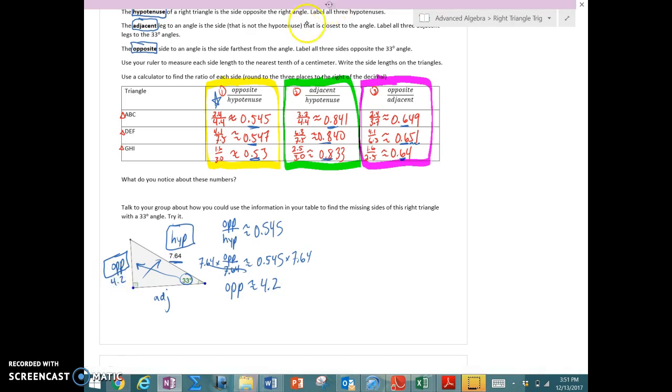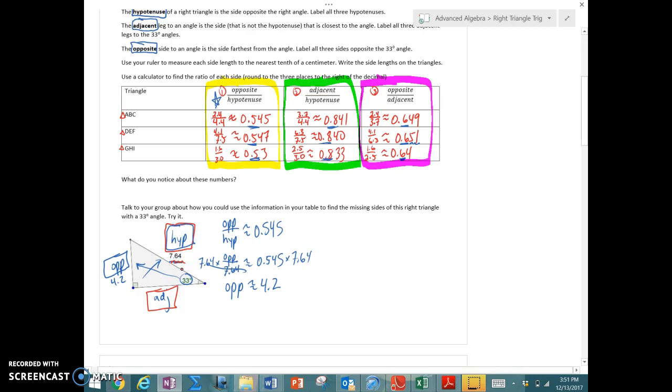Why don't you pause it and see if you can use this same idea to now find the adjacent. And as you're finding the adjacent, use the adjacent and hypotenuse. Technically, we know the opposite as well, but we calculated the opposite based on some rounding that we used above in the table. So we're always going to use the one that they gave us.